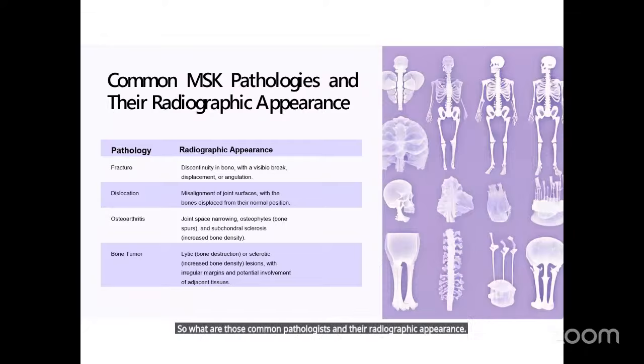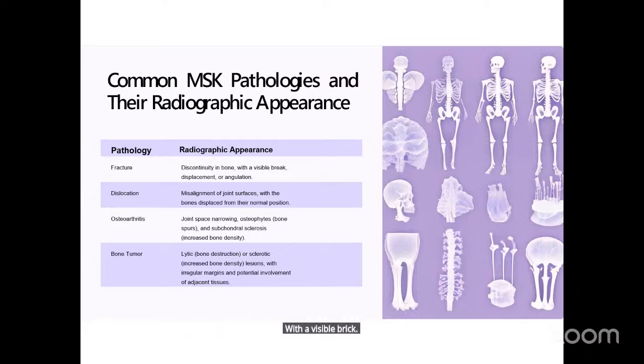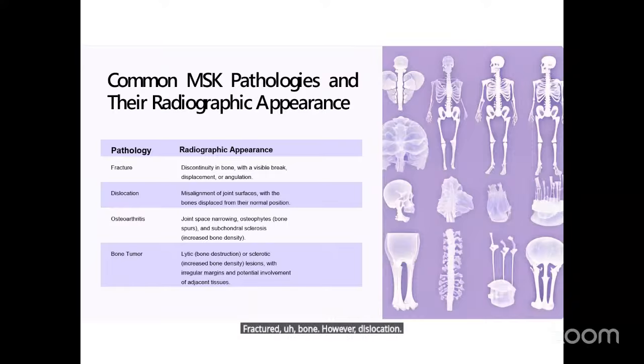Fracture. We said the fracture radiographic appearance is an evidence of what? Cortical discontinuity in bone with a visible break, or displacement, or even angulation, like in the spiral nature of a fractured bone. How about dislocation? In dislocation, we see what?